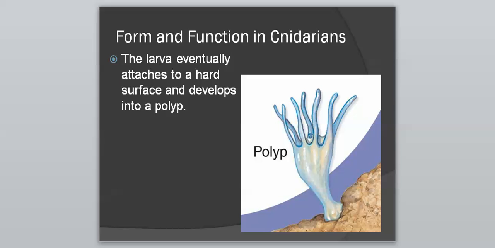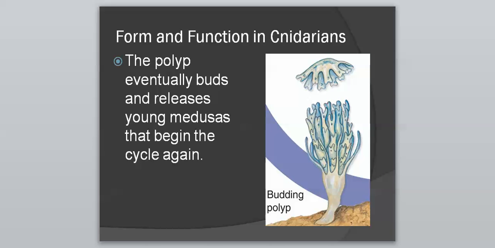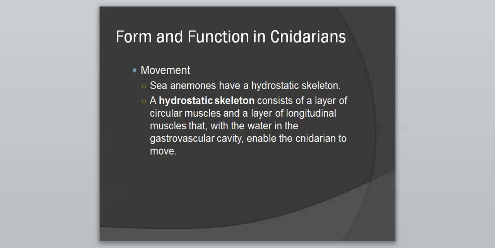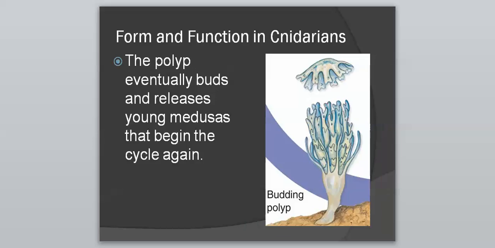The larva eventually attaches to a hard surface and develops into a polyp. You can see the polyp's mouth pointing upwards with the tentacles, and it's attached to a single spot. The polyp will eventually bud and release young medusas that begin the cycle again. So we started with medusas up here, and then we ended with medusas.